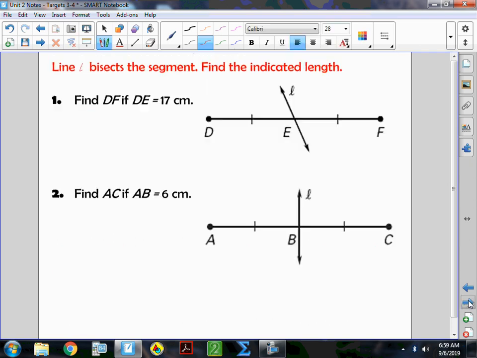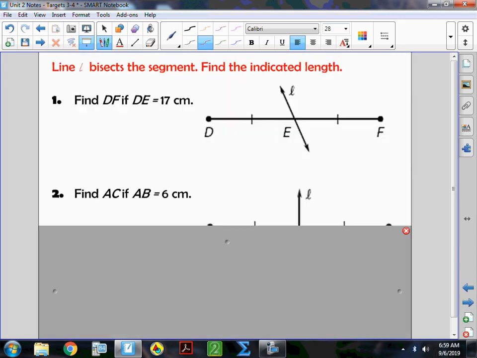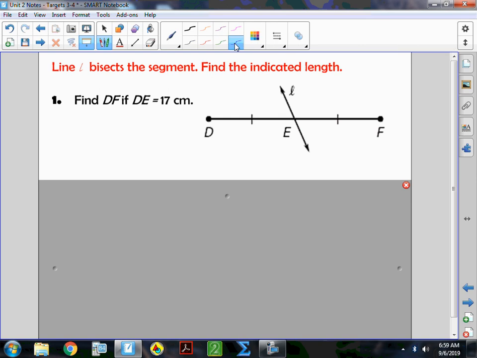That's what this looks like. Line L bisects the segment. Find the indicated length. So line L bisects the segment. That tells me E is a midpoint. Because E is a midpoint, I know that DE is congruent to EF. So it says find DF if DE equals 17. So if DE equals 17, then EF has to equal 17, and DF is going to equal 17 plus 17, which is 34 centimeters.